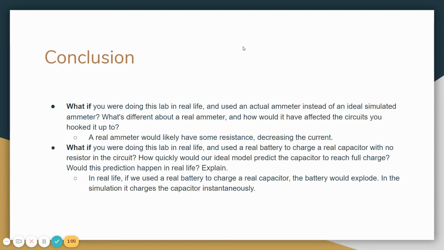So the second question is, what if you were doing this lab in real life and used a real battery to charge a real capacitor with no resistor in the circuit? How quickly would your ideal model predict the capacitor to reach full charge? Would this prediction happen in real life? So in real life, the real battery and the real capacitor, in that instance, the battery would just explode. It'd go boom. And in this simulation, it just charges the capacitor instantaneously.